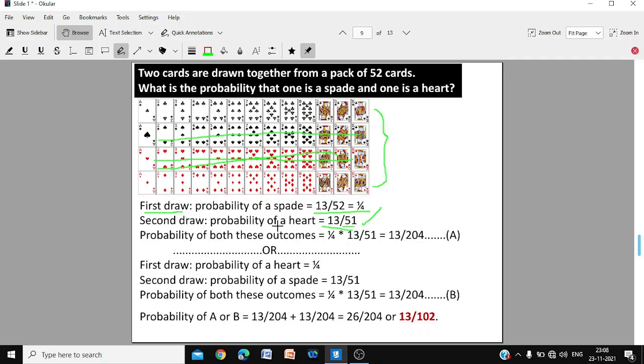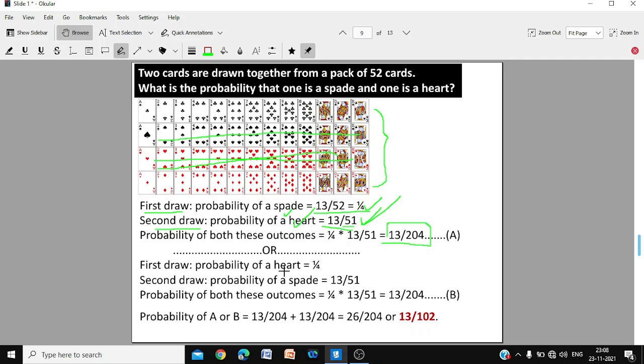And the total probability of both the outcomes, first and second, again and means multiplication, will be first 1 by 4 multiplied by the second fraction 13 by 51, giving 13 by 204. But here is a catch. Here we supposed that the first was a spade and the second was a heart. It could be reversed. The first could be a heart and the second could be a spade. It is not necessary that the first has to be a spade and the second has to be a heart. The first can be heart and the second can be spade.